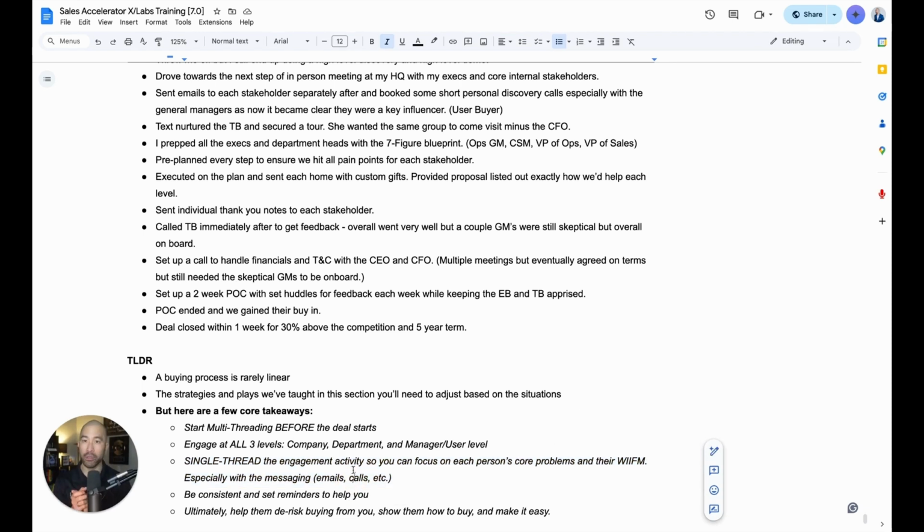Because there's a lot of little micro steps that can happen, and it's not always consistent. You want to be consistent and set reminders to help you. So you want to have a system for this, right? So whether you're using your outreach tool, your CRM, Google Tasks or your calendar, you just need to have a system. That's what matters. You have a system to make sure you're consistent with this.